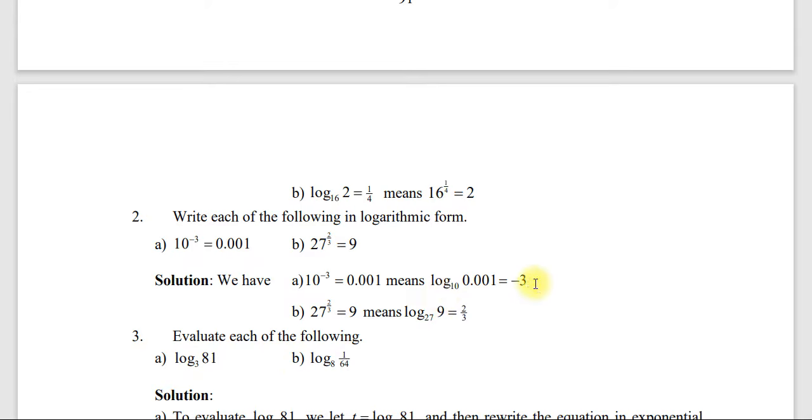So log 0.001 in base 10 which is equal to negative 3. Here, log 9 in base 27 which is equal to 2 over 3. log 9 in base 27 which is equal to 2 over 3.